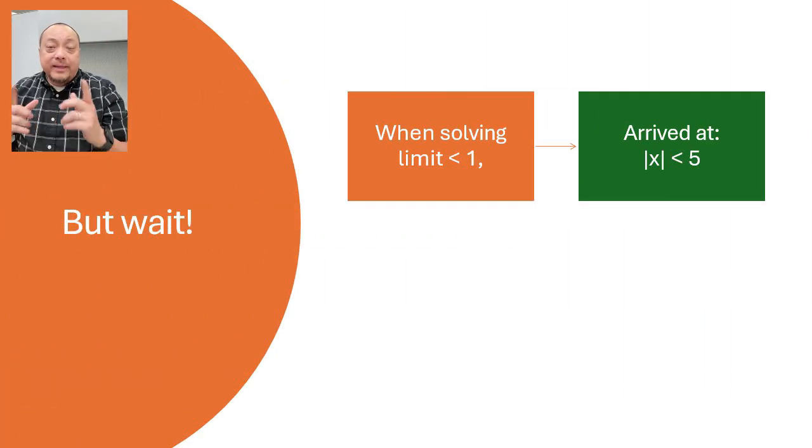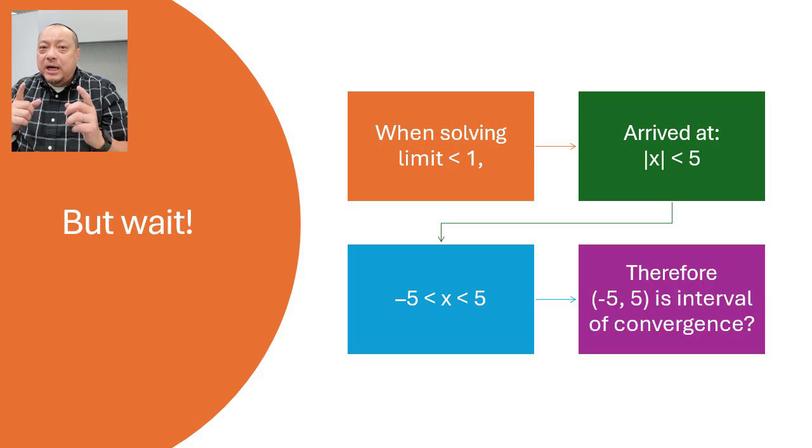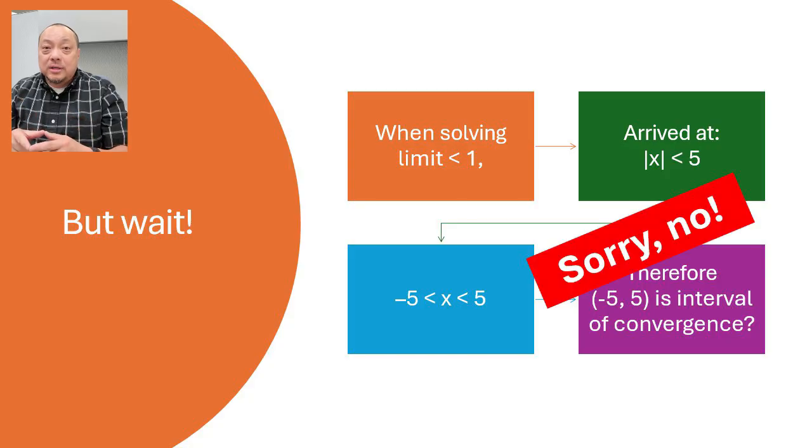Now, you may say, wait, when I was solving the limits, I arrived at absolute value of x is less than 5. That means negative 5 less than x less than positive 5. Wouldn't that be an open interval? Isn't the open interval automatically the interval of convergence? No. The open interval is automatically part of the interval of convergence, but the actual interval of convergence may be closed on one or both ends.